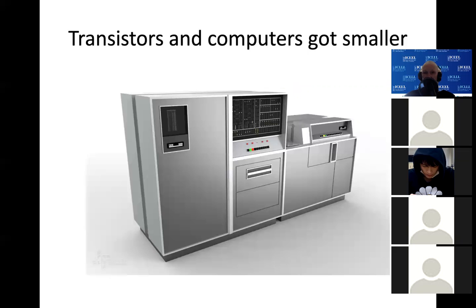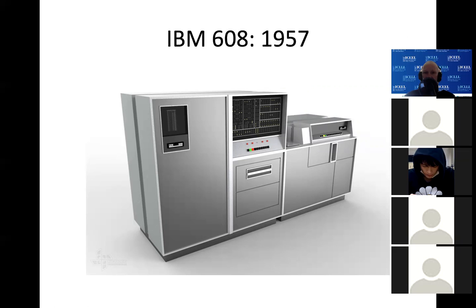And then transistors and computers got smaller, though it's still massive, right? You see these things are huge compared to today, but they're getting smaller with the transistors. This is the IBM 608 from 1957. So this is after I was born. I'm a baby at this time.